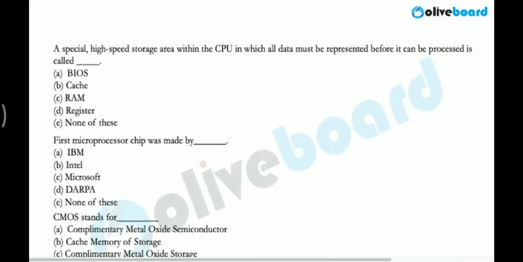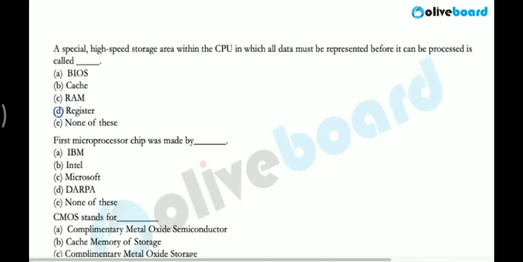Okay, so this question is asking that within the CPU section, what that small storage area is called that holds the data while the data is in processing. The options we have here are BIOS, cache, RAM, register, or none of these. The right answer for this question is register. Register is that special high speed storage area that holds all the data that is in processing. Or you can also say that register stores the data while in processing.